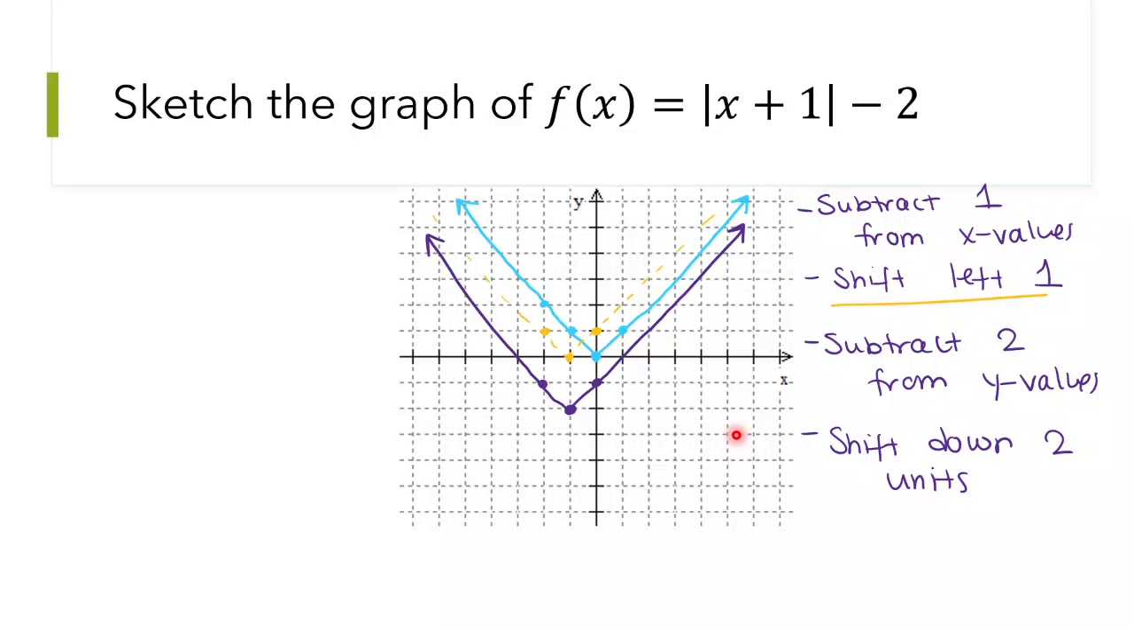So adding or subtracting numbers gives us shifts. If the number is outside of the function, it's a vertical shift. If it's inside of that function, it's going to be a horizontal shift.